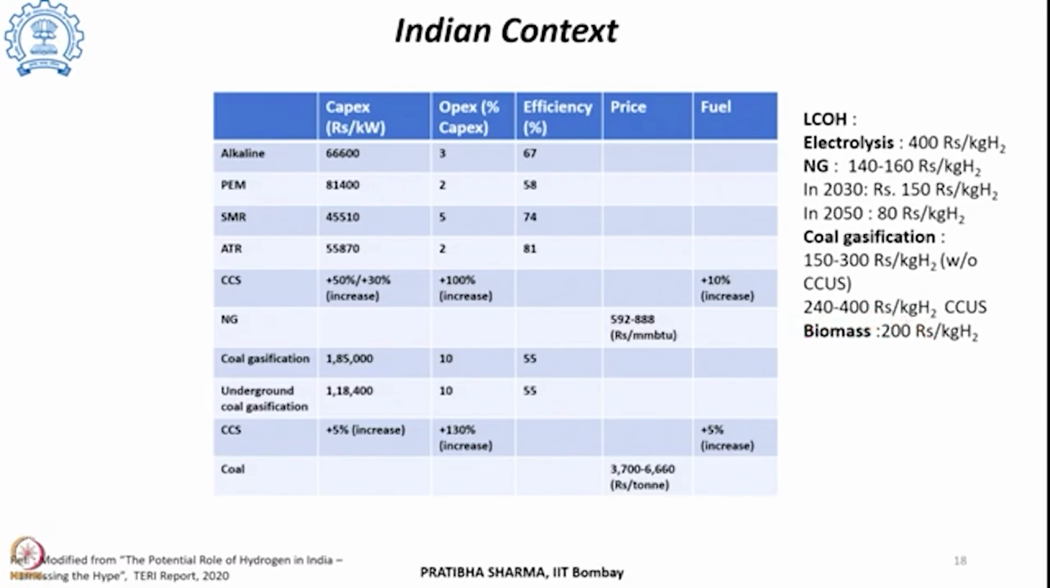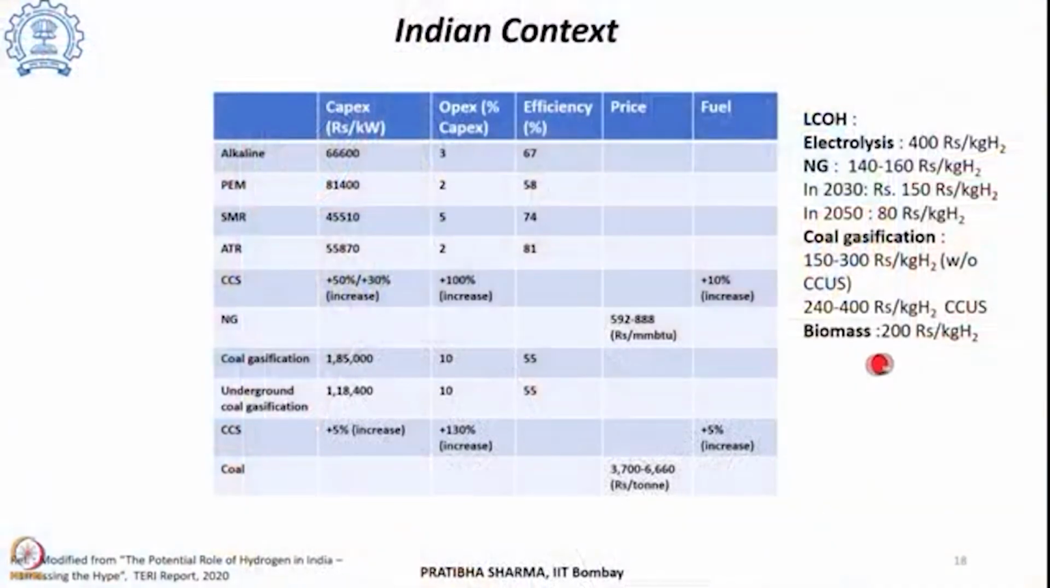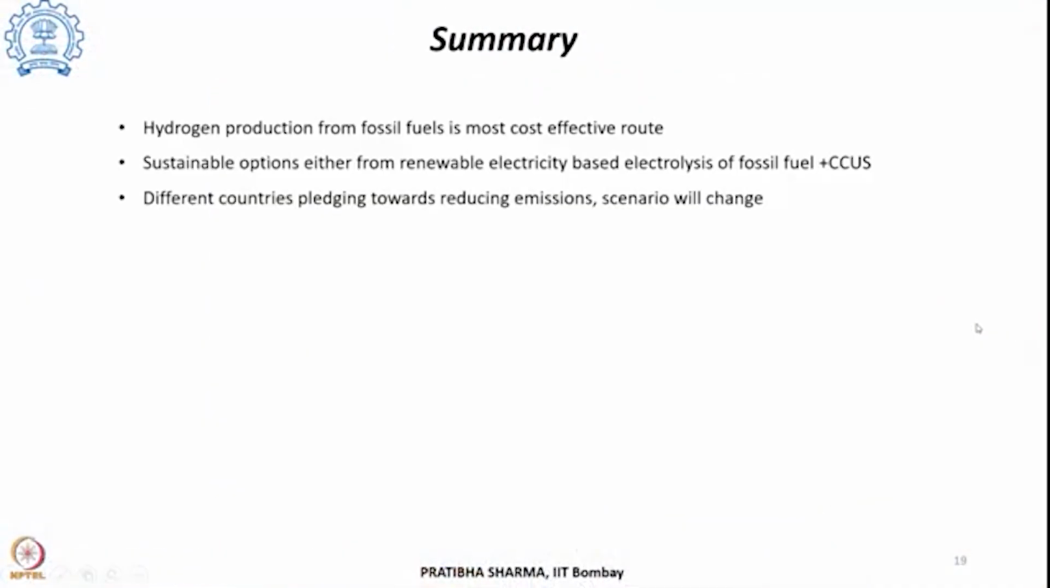Coal gasification is promising in the Indian context because we have huge reserves of coal, but the problem is we have a high ash coal. So, either the technology should be developed so as to use the Indian coal, or we will depend on imports for low ash coal. From biomass, the price is 200 rupees per kg of hydrogen being produced.